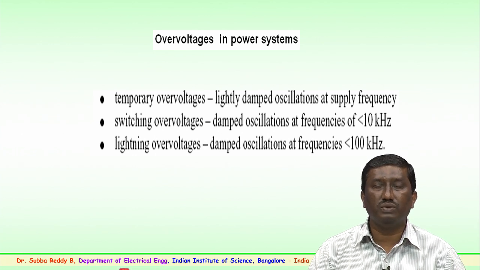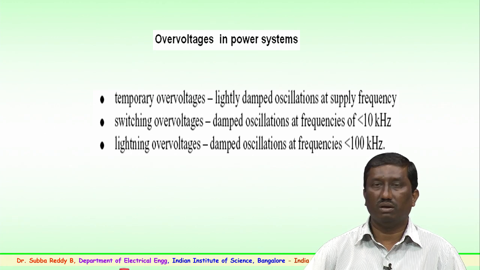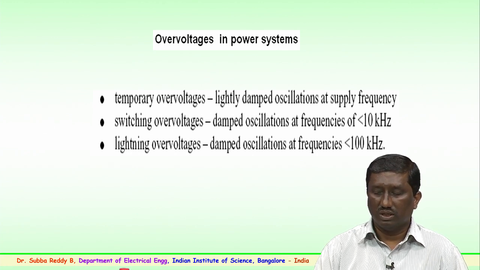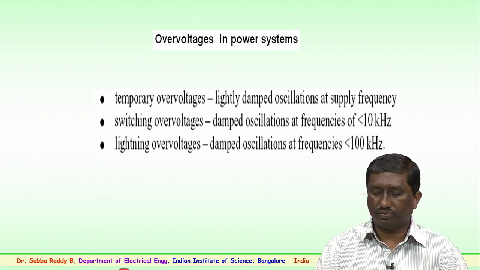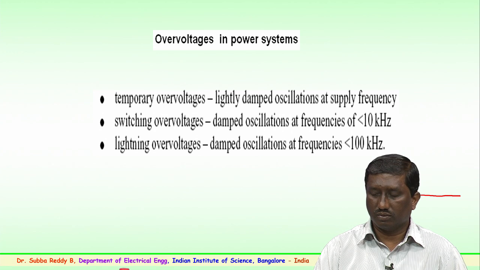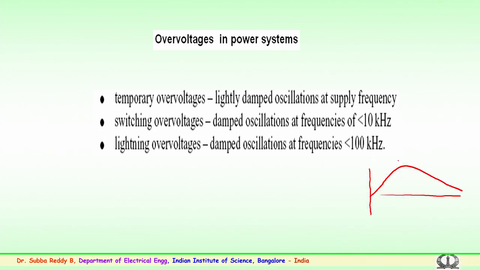Switching over voltages or switching surges are damped oscillations at frequencies of less than 10 kilohertz. Switching over voltages are likely to occur because of the opening or closing of the circuit breakers in the system. The switching over voltages typically have a wave shape of 250 microseconds to 2500 microseconds.